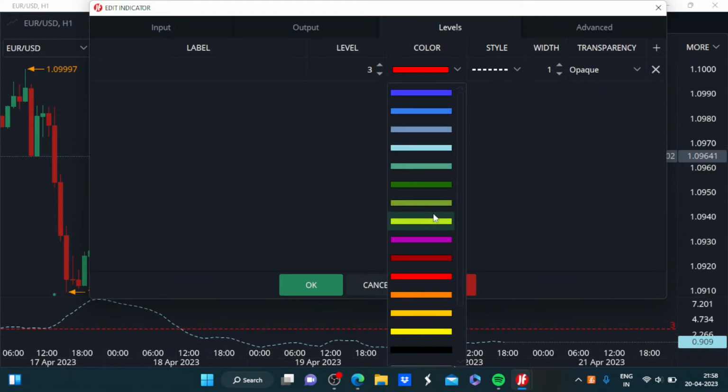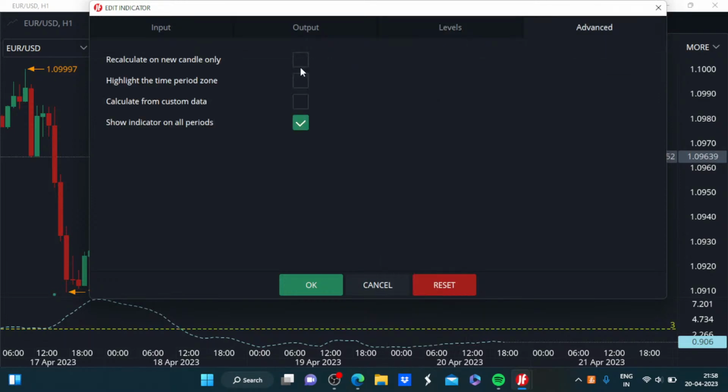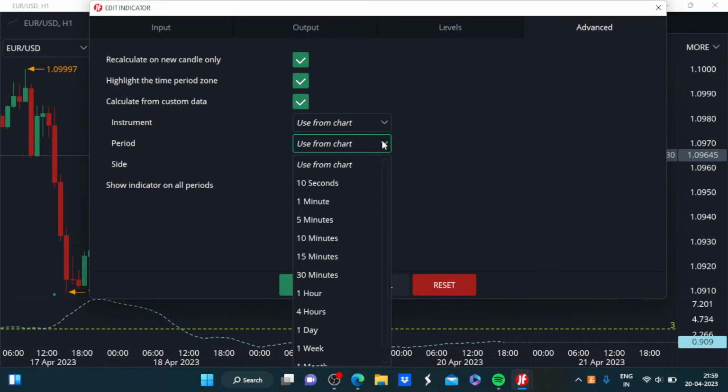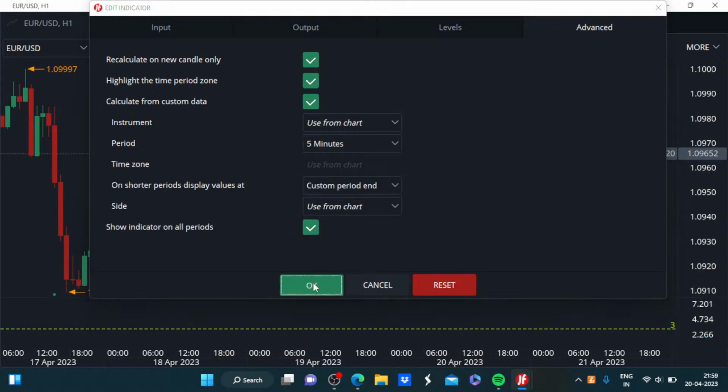All right. Advanced editing option, recalculate on new candle only. This is not going to have much of an impact on the calculation, so you can opt in or keep out of this option. It is not going to make much of a difference. Highlight the time period zone: whatever your calculation period is, it will be highlighted. Calculate from custom data: you can customize the candle period which is going to be used for the calculation. Suppose you want to keep a predefined calculation period, you can do that as well.